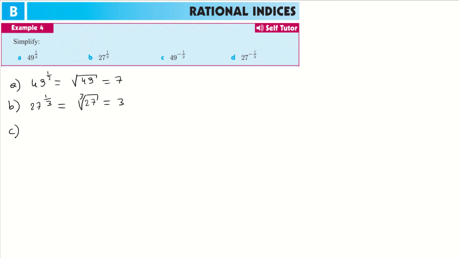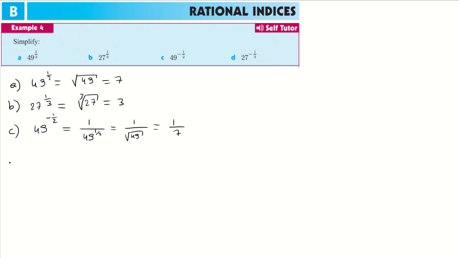And then here, we have 49 to the power of negative 1 over 2. We have a negative exponent. So what we can do is, it's here in the numerator, because you can see that as 49 to the power of negative 1 over 2 over 1. So because we have a negative exponent, the numerator will go to the denominator. So we can write that down as 1 over 49 to the power of 1 over 2. And to the power of 1 over 2 is just the square root. So we take the square root of 49, which is equal to 7. So we have 1 over 7.